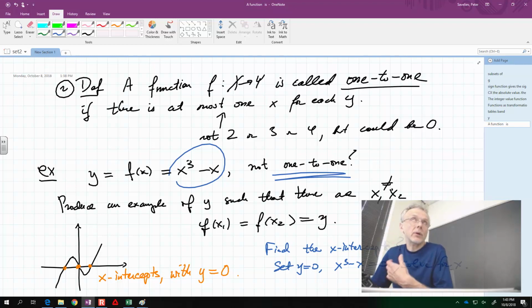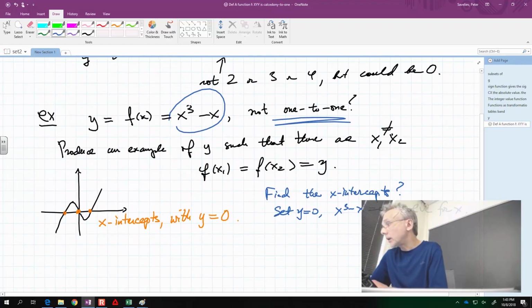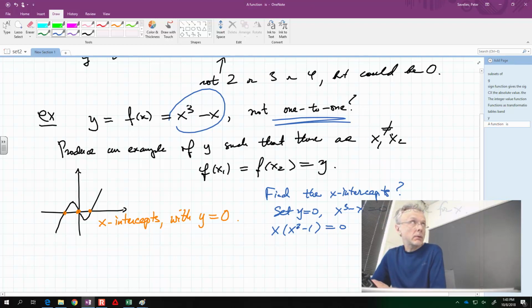As long as we end up with more than one solution, then we'll know that it's not one-to-one. Well, this one is not hard. We just factor x out. We have x squared minus 1 is equal to 0. I can factor the one in the middle some more. So what do I get? x squared minus 1, I factor it as what? x plus 1, x minus 1.